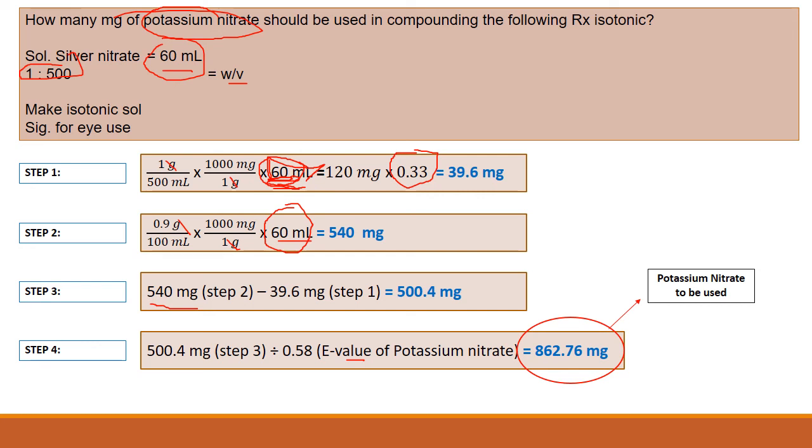So you have to multiply it by the E value. But this time you have to divide step 3 by its E value of the potassium nitrate. Kay mo man ni siya ang inyo ang final product. Okay, so your answer would be 862.76 milligrams. So that is for your potassium nitrate to be used. That is your potassium nitrate to be used to make the solution isotonic.